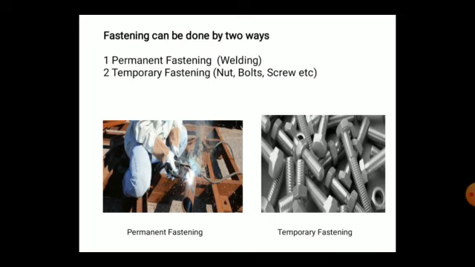Now you can observe these two pictures. The first one is permanent fastening and the second is temporary fastening. Fastening is a joining process, and you can carry it out in two ways. The first is permanent fastening, for which we generally use welding machines. In the case of temporary fastening, we use nuts, bolts, screws, etc. So these are the two methods of fastening.